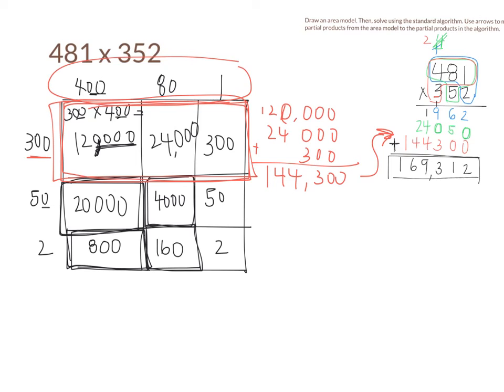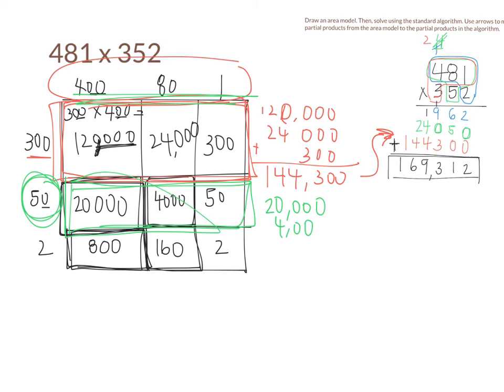Okay, now this next middle slice, what's the factor on the side here? 50. And if I find the total of this, is it all of this at the top? Do you guys see that? So let's add that up. 20,000 plus 4,000 plus 50. What does that equal? 24,000 and 50. Have we seen that partial product before?